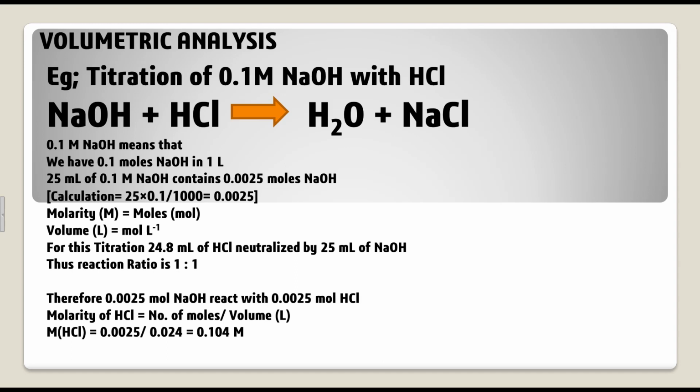So how to calculate the molarity of HCl? Number of moles divided by volume. If you put 0.0025 divided by 0.0248, you will get 0.104 M. This is the way you have to calculate the unknown concentration which is present in the beaker.